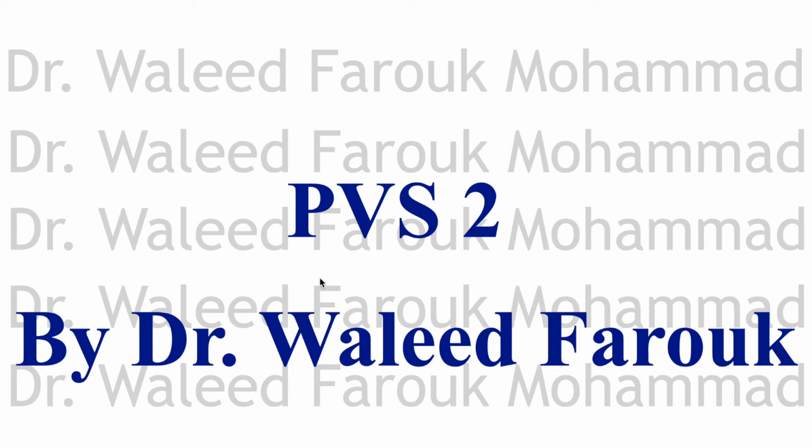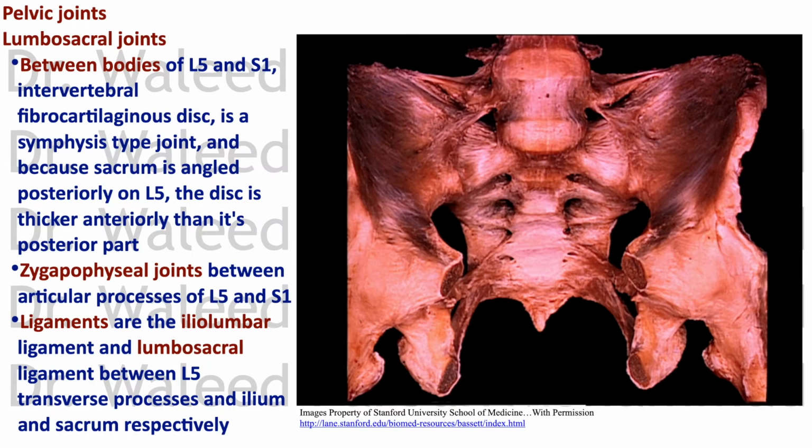Today we'll continue our talk about the pelvis. So let's begin. Last time we studied the individual bones, and this time we will articulate the bones. We study the joints in the pelvis. The first one is the lumbosacral joints. It's between the bodies of S1 superior surface and the lower surface of L5 border.